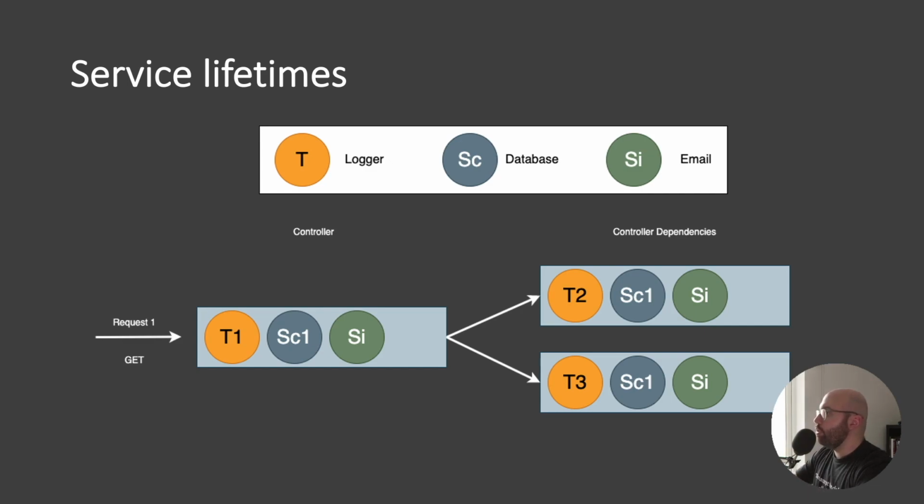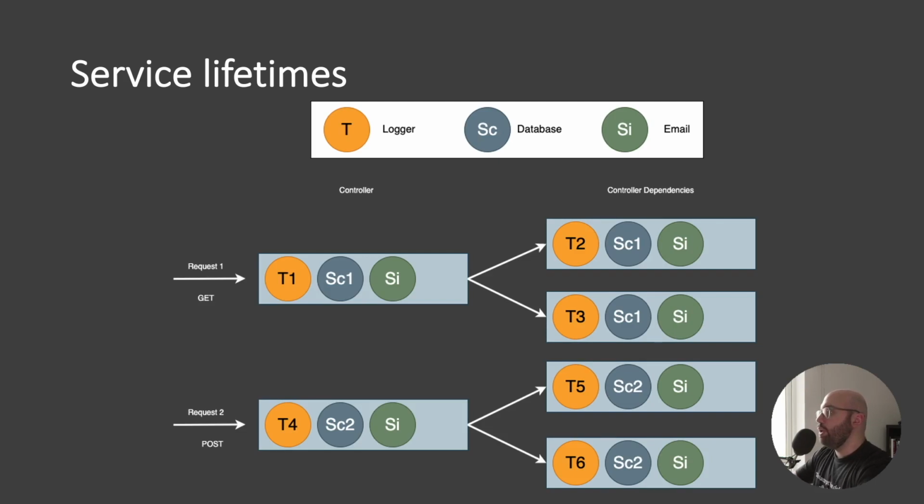3 of them belong to the logger service because they are transient, so every time we need them we create a new object. We have 1 for the database service because it's scoped and we are sharing it across the request, and the singleton is also 1 because we are sharing it across the lifetime of our application. Now let's see what happens if we do another call.